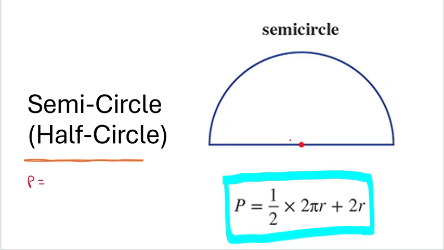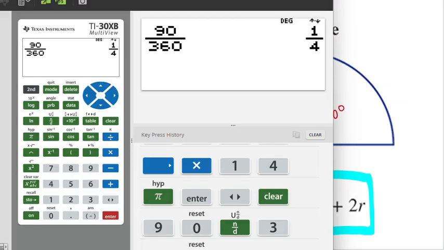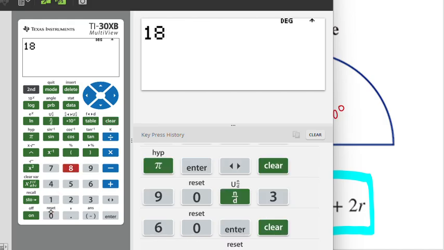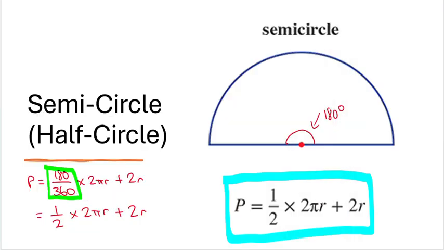Half circle. This angle here is 180 degrees. And we have gone through this, I believe. If not, just double check. And this will just be written as 180 over 360 times 2 pi r plus 2r, the same thing as 1/2 times 2 pi r plus 2r. So over here, 180 over 360, let's just type that in our calculator. 180 out of 360 gives you 1/2. So there we go.